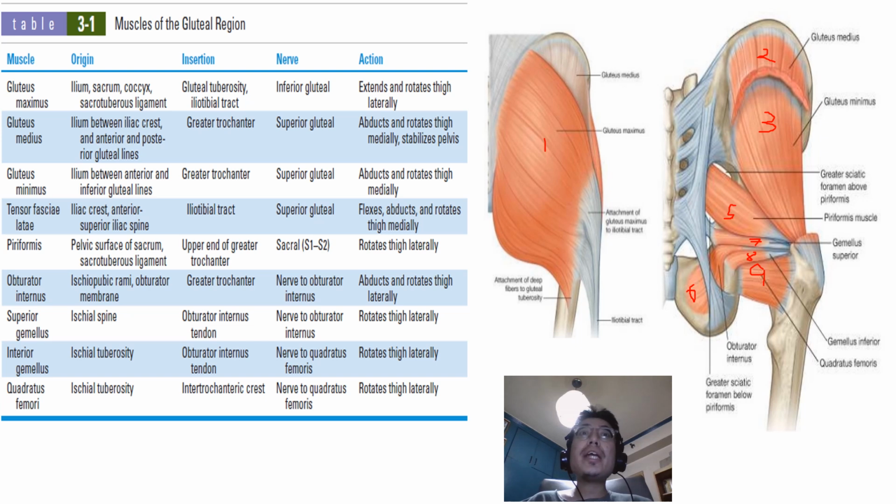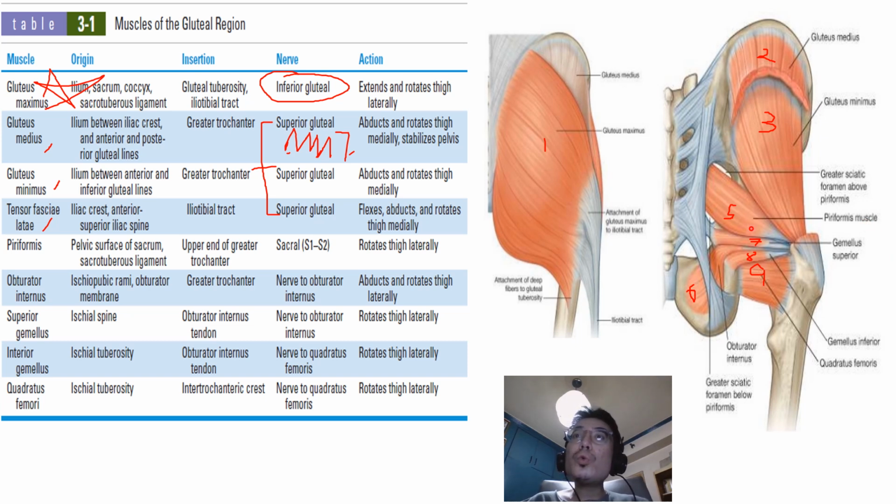Therefore, there are three key muscles we need to remember that are innervated by the superior gluteal nerve. These are the gluteus medius, minimus, and the tensor fascia lata. Our mnemonic is MMT. Gluteus medius, minimus, tensor fascia lata are all innervated by the superior gluteal nerve. Of course, we recall that the gluteus maximus is innervated by the inferior gluteal nerve.